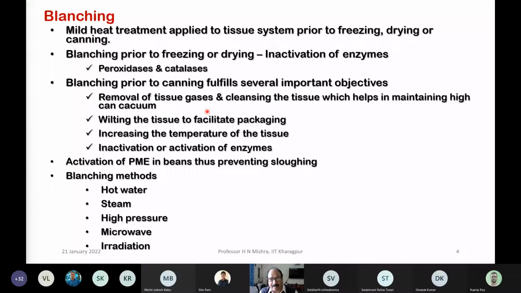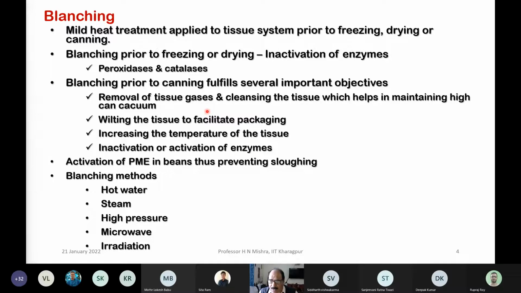Then the can is heated. It is given the calculated heat for a time, either put in the retort or some other heating chamber, oven or any other heating facility, where it is exposed to a particular temperature for a particular time, right? So most of the heat processes, thermal processing, canning, etc., are calculated on the basis of the vacuum inside it.